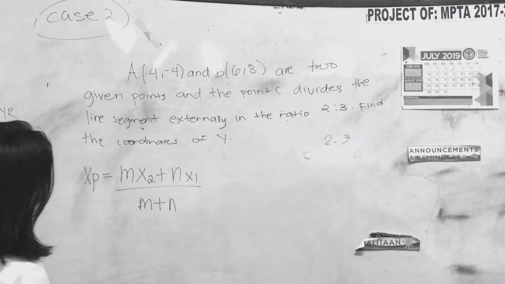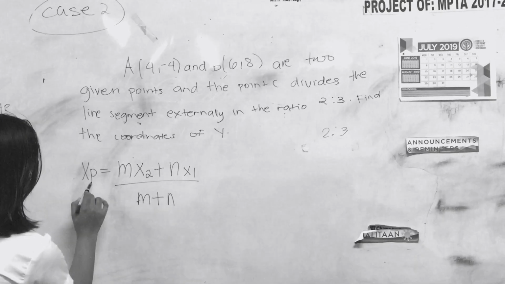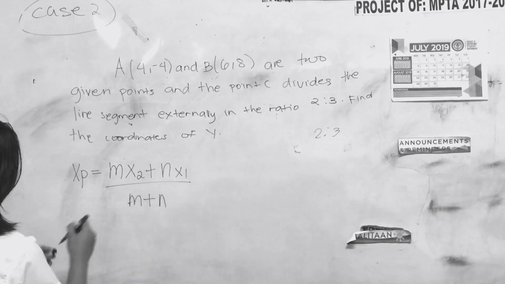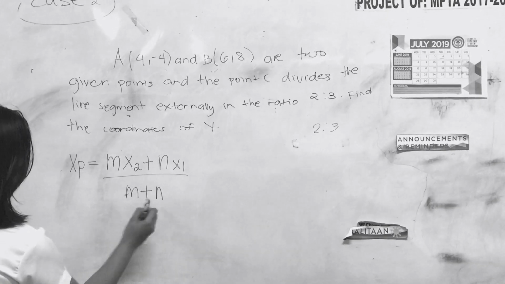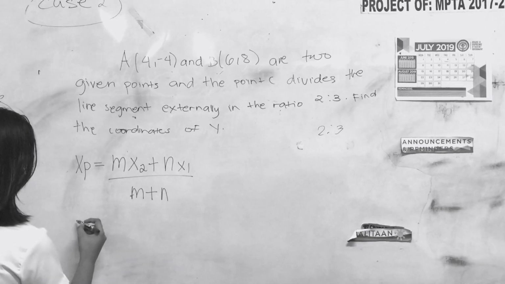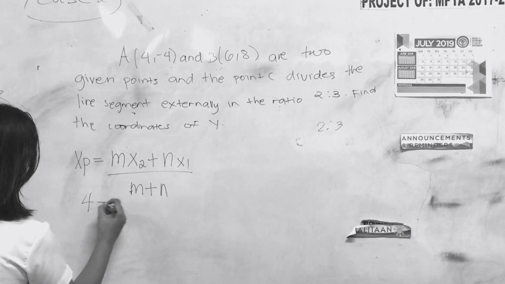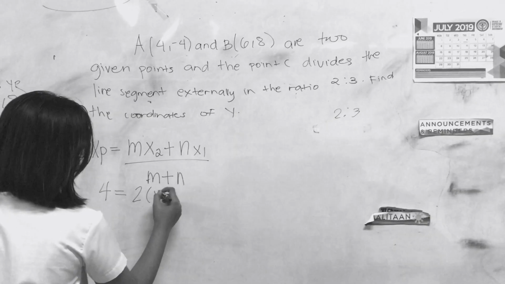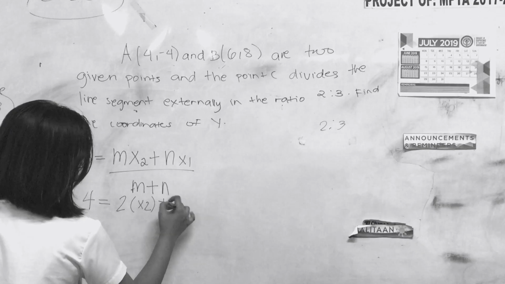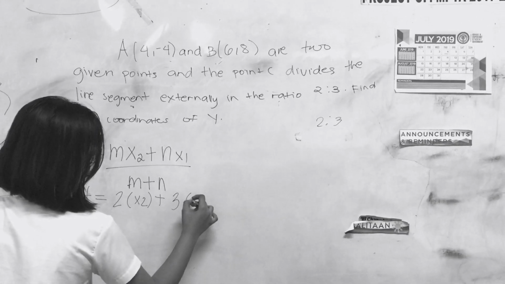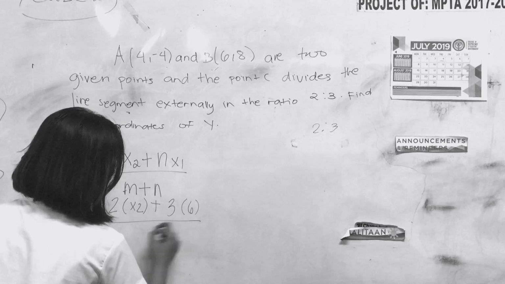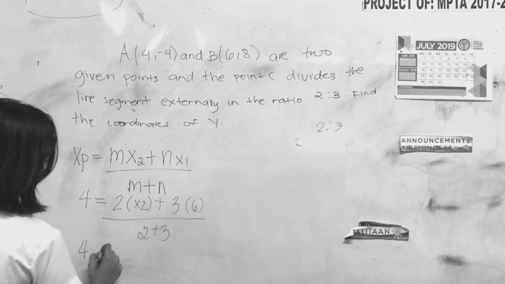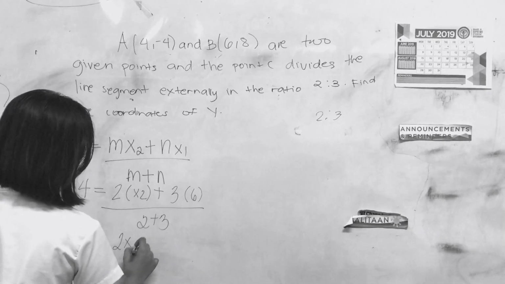Everybody, we still need to do our case 2. So for our case 2, we need to know the formula first. x sub p is equal to m x sub 2 plus n x sub 1 all over m plus n. Our x sub p is 4, is equal to 2 multiplied by x sub 2 plus 3 multiplied by 6 all over 2 plus 3. 4 equals 2 x sub 2 plus 18 all over 5.